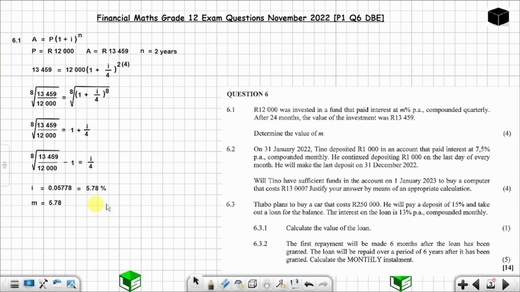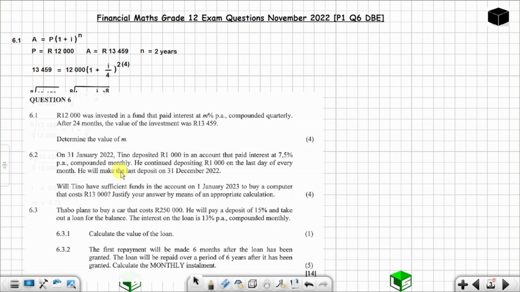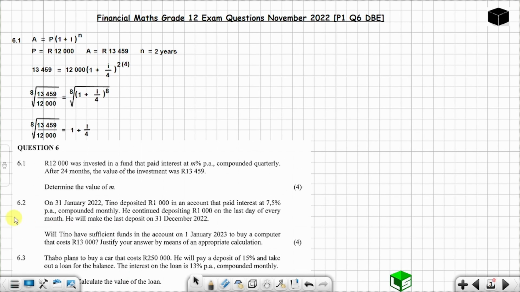Now let's carry on. Now 6.2. On 31st January 2022, Tino deposited 1,000 in an account that paid interest at 7.5% per annum compounded monthly. He continued depositing 1,000 on the last day of every month, at the end of every month.